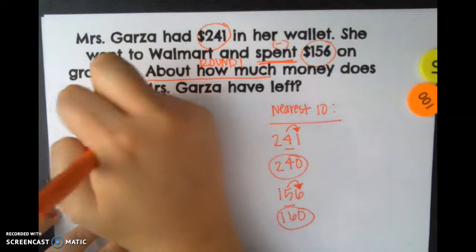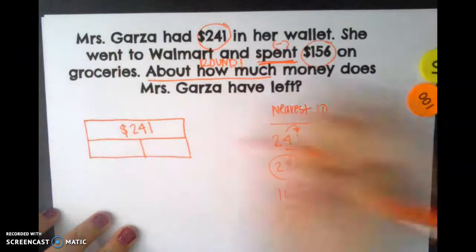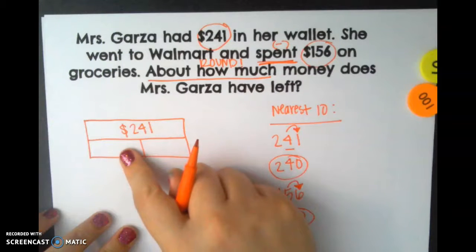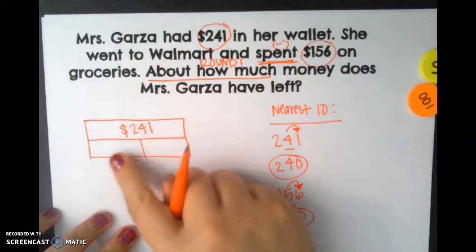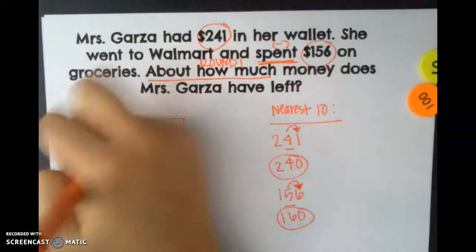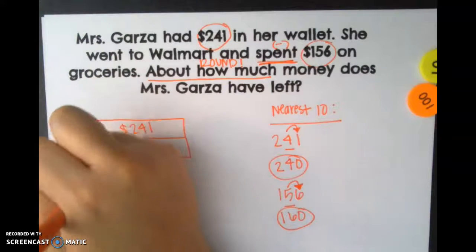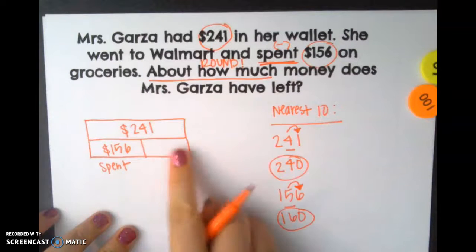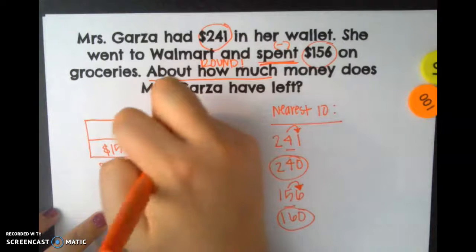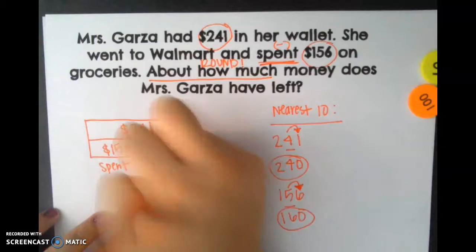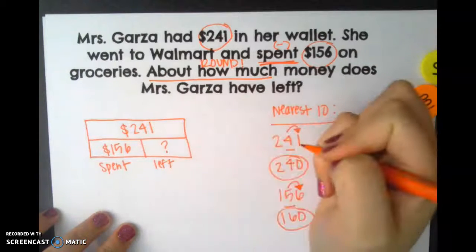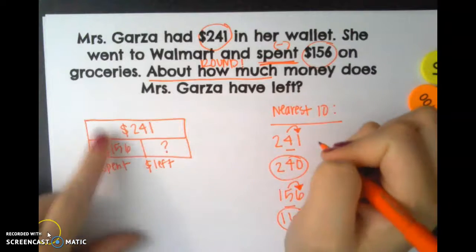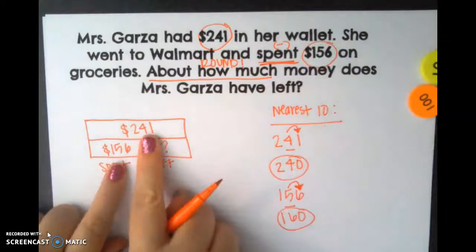She had $241. Okay? How much did she spend? That's going to be one of your parts because that's gone. She doesn't have it anymore. And I'm going to write the word spent on the bottom. This is what I'm looking for. I'm looking for the rest of the amount. This is the money she has left, all right? I'm going to subtract.